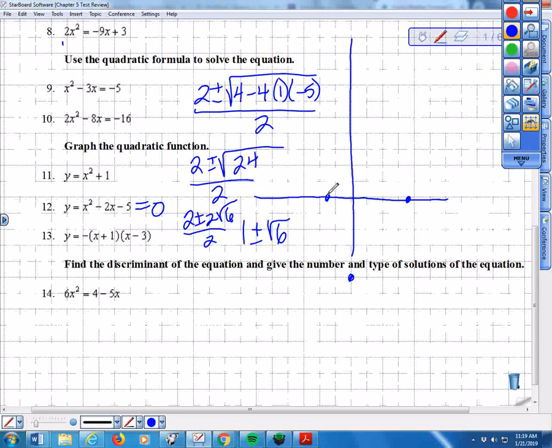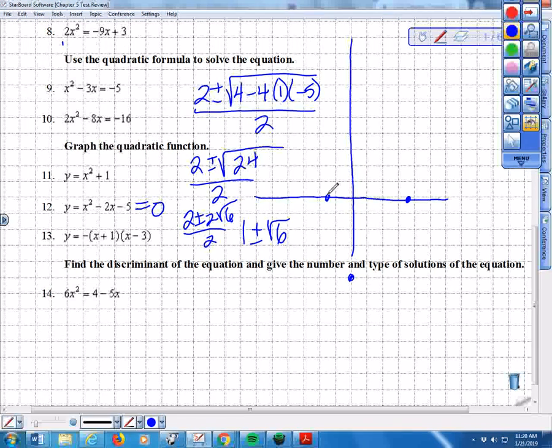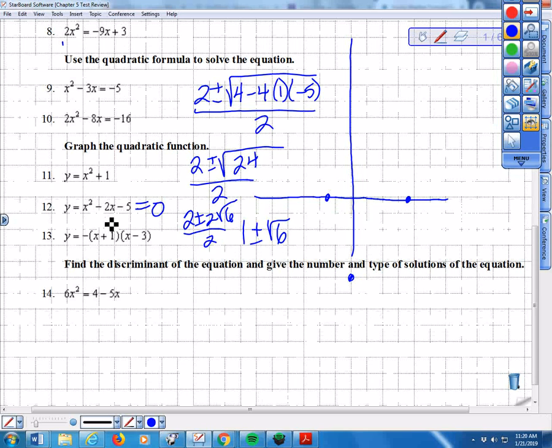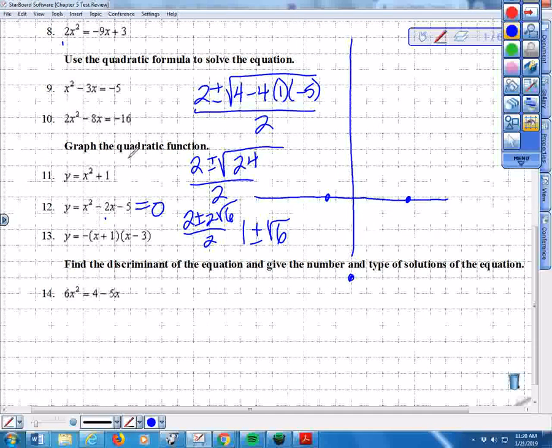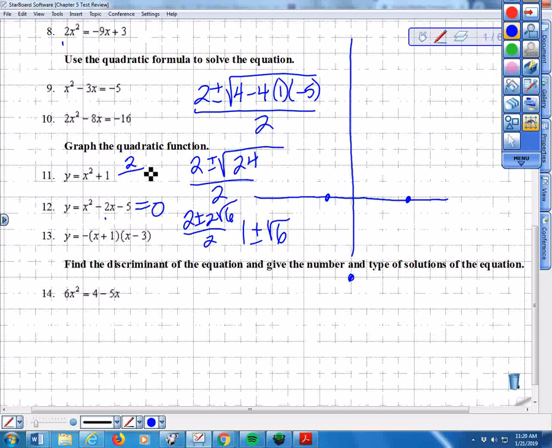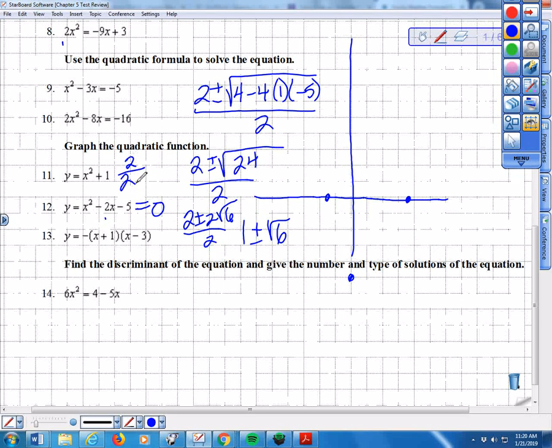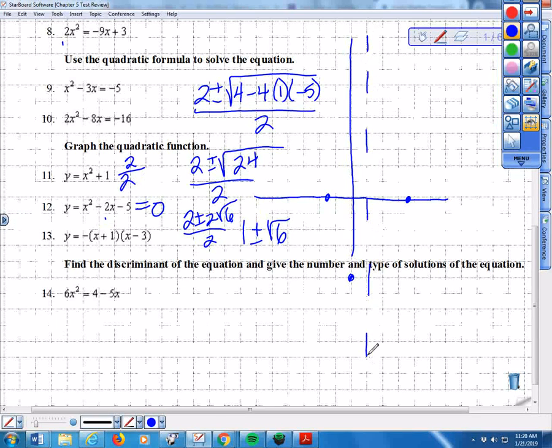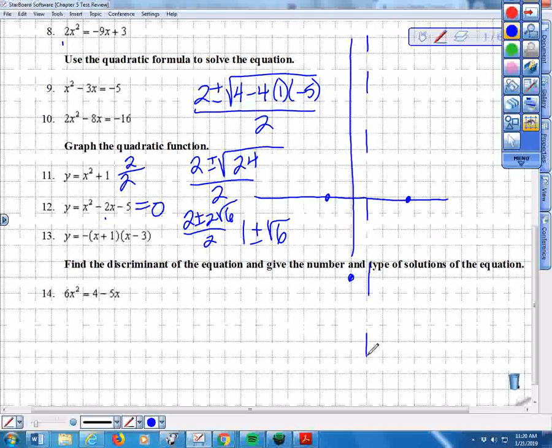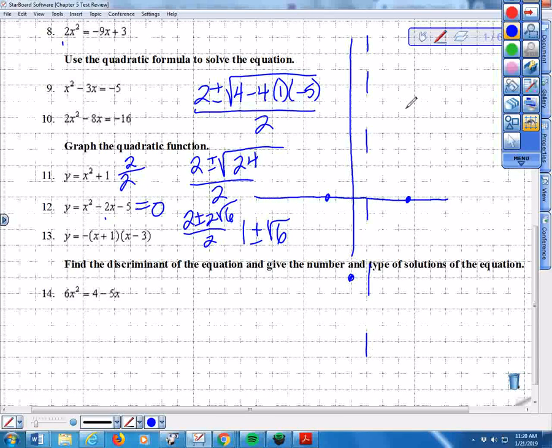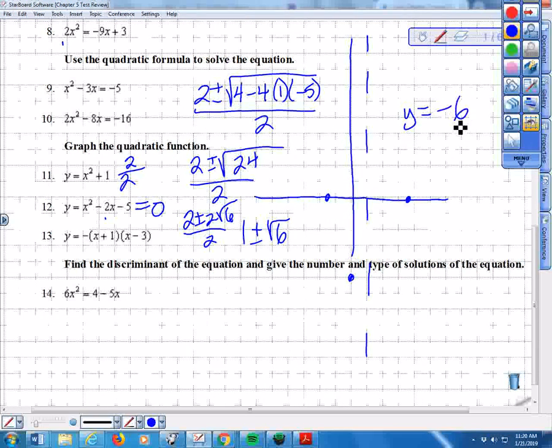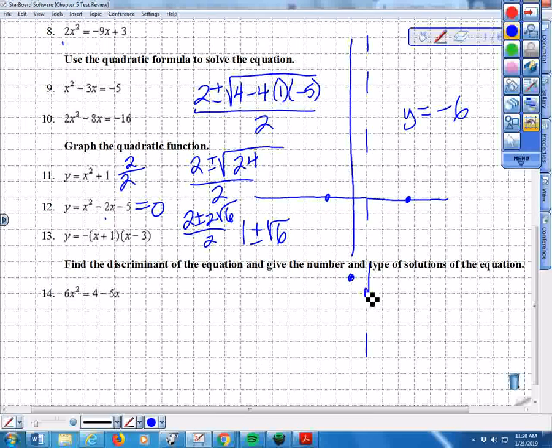Okay. Axis of symmetry. What's the easiest way for me to find it? Negative b over 2a. So negative b would be positive 2, over 2a, is just 1. Axis of symmetry is here at 1. The vertex is going to fall on there somewhere. All I have to do is plug in 1 for x and solve for y. 1 minus 2 minus 5 is negative 6. 2, 3, 4, 5, 6. So there's my vertex.